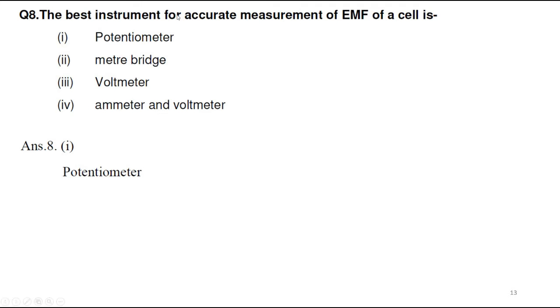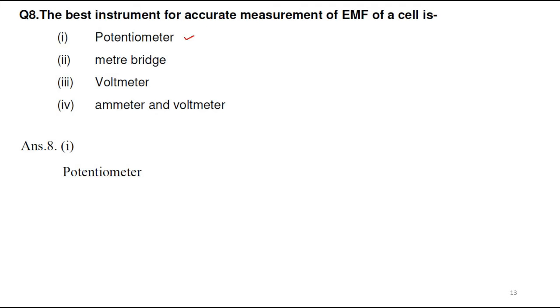Question number 8. The best instrument for accurate measurement of EMF of a cell is: option 1, potentiometer; option 2, meter bridge; option 3, voltmeter; option 4, ammeter and voltmeter. The answer for this question is option 1 according to the key. The answer is potentiometer. Okay, potentiometer is for more accurate measurement.